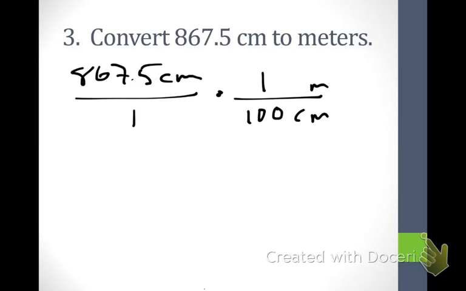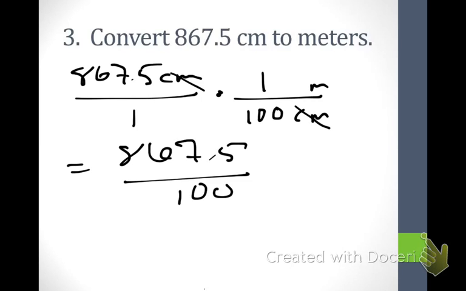Okay? That way, your centimeters divide out, and you multiply straight across, so you get 867.5 all over 100, and your meters are the only units left. Now divide that by 100, and you get 8.675 meters. Okay? Does that make sense? Okay, good.